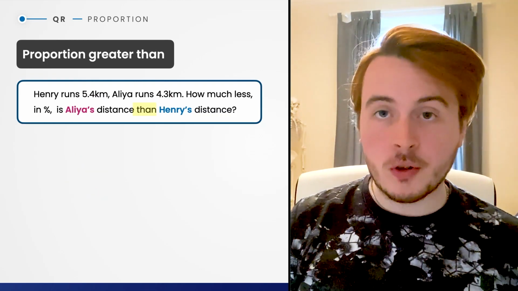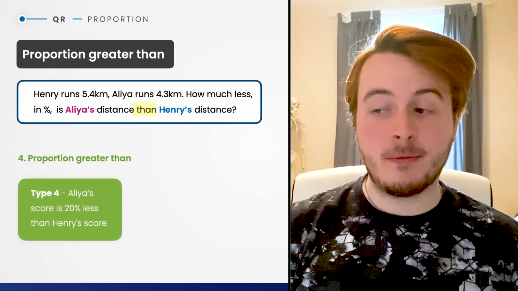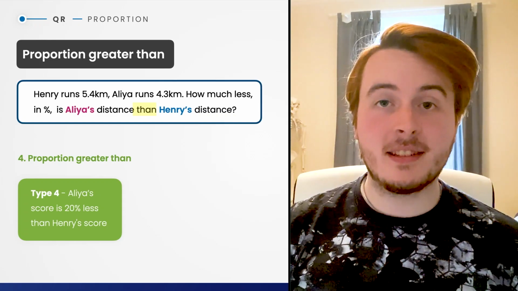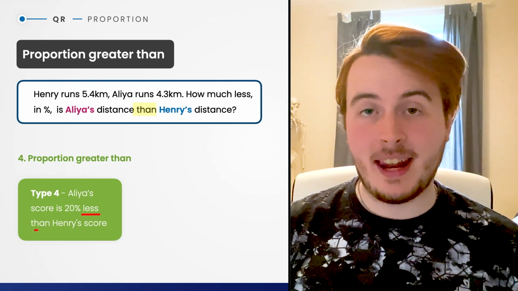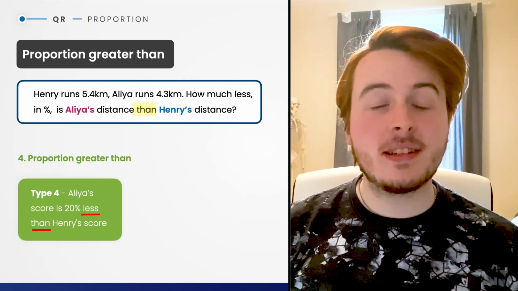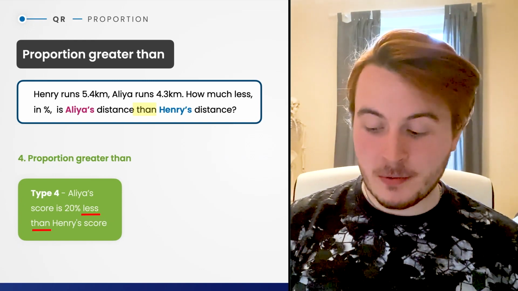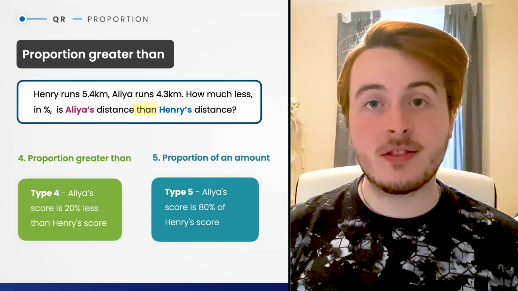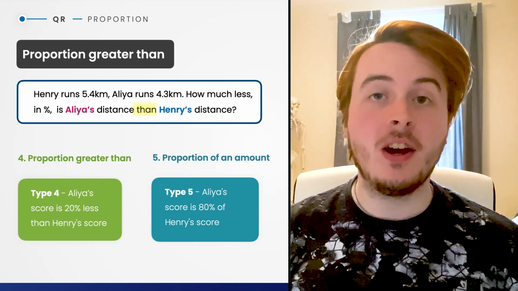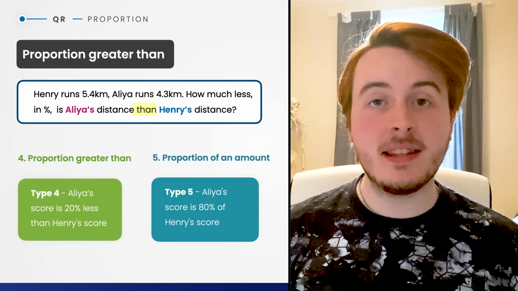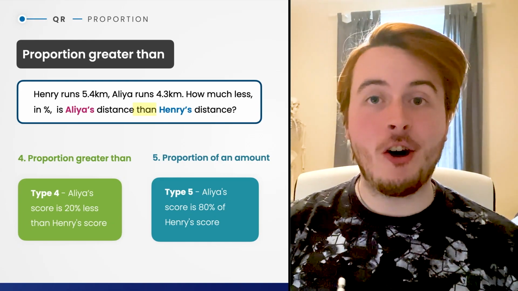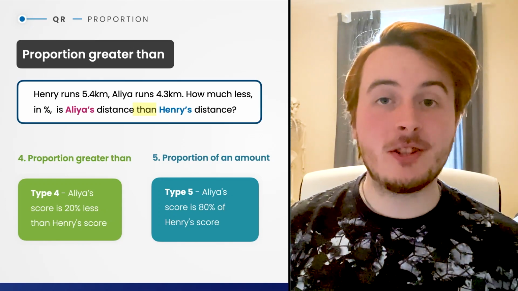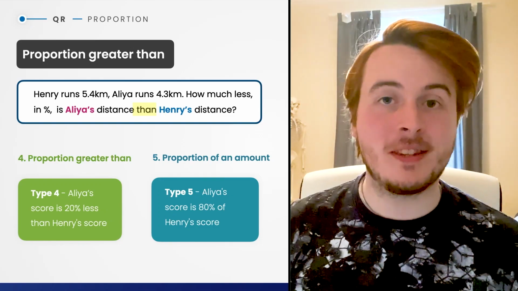So similarly, we're also just going to go over what this means in terms of a type 4 versus a type 5 question. So type 4, this means that Alyssa's distance is 20% less than Henry's distance. In terms of a type 5 question, so the proportion of an amount, this means that Alyssa's distance is 80% of Henry's distance. So stark difference there. You can really see with this question just how careful you need to be over what the question is asking you in order to figure out which one of these methods you follow.